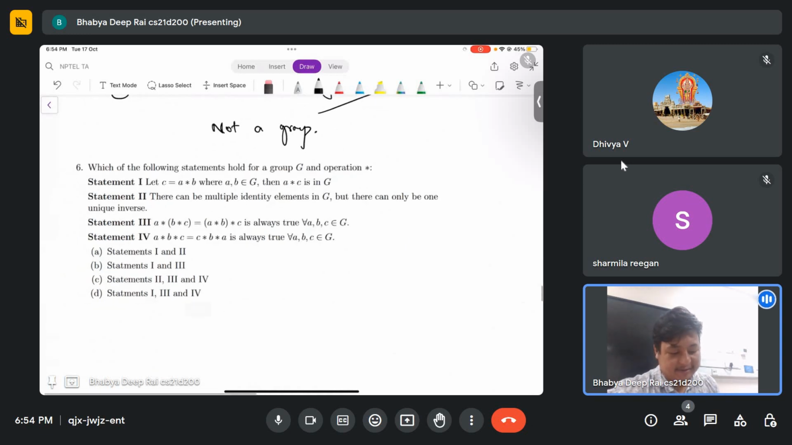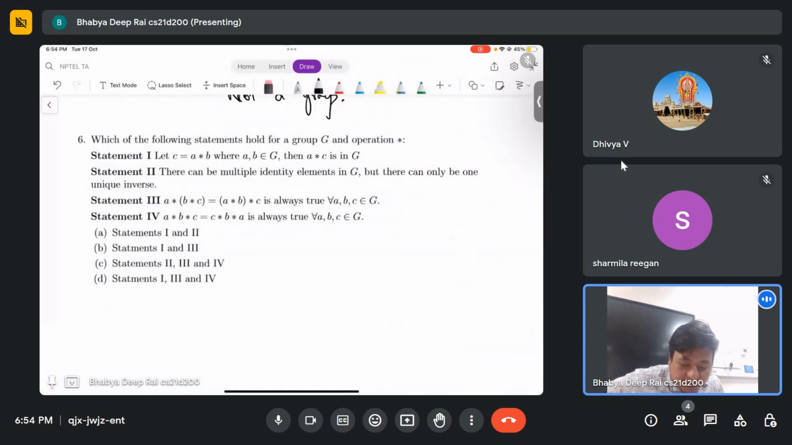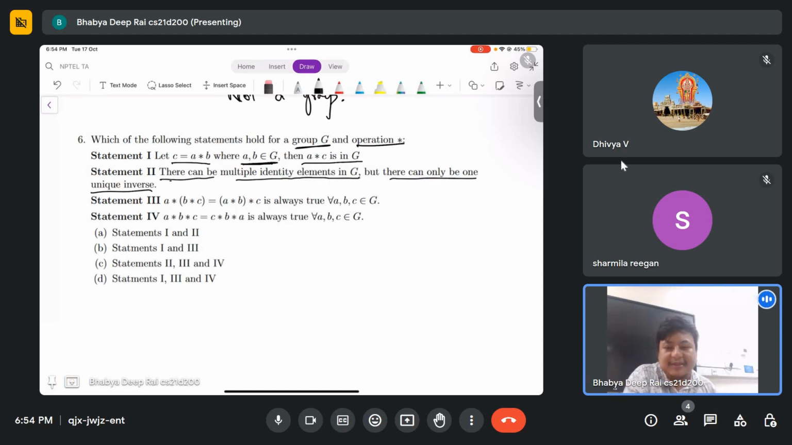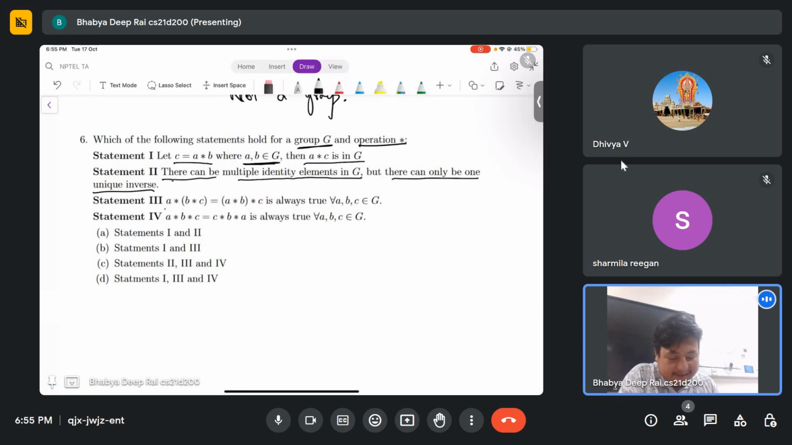So let's look at this particular question. The question says, which of the following statements hold for a group G and operation star? I'm given a group G and an operation star. Statement 1: let C equals A star B, where A and B are in G, then A star C is in G. Statement 2: there can be multiple identity elements in G, but there can be only one unique inverse. Next, A star B star C, with A star B first, then C, is always true for all elements, and A star B star C equals C star B star A is always true for all elements.